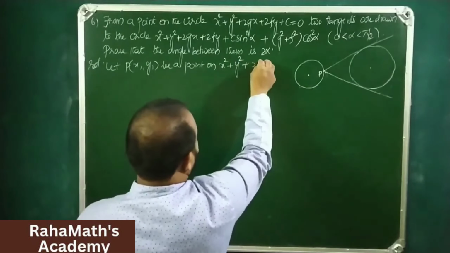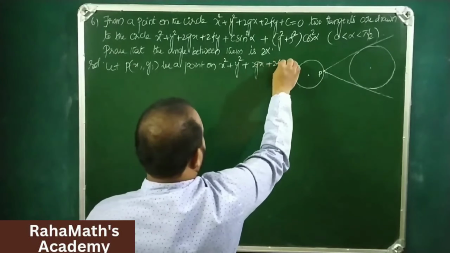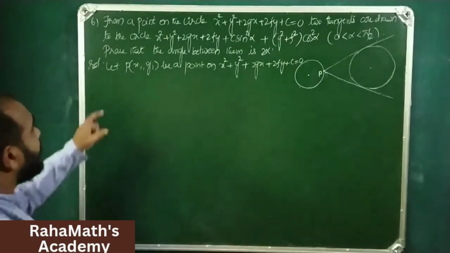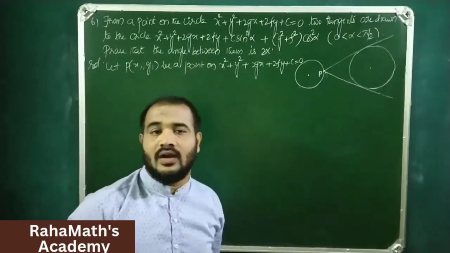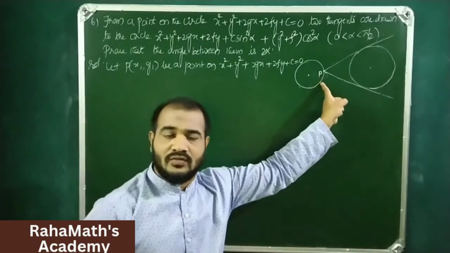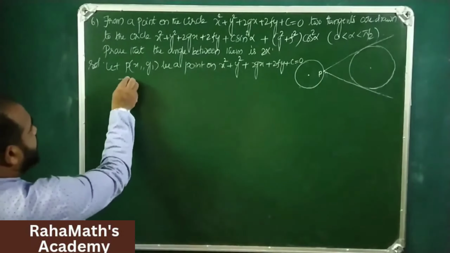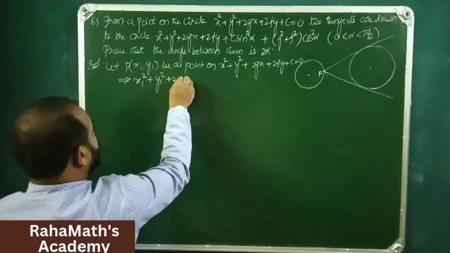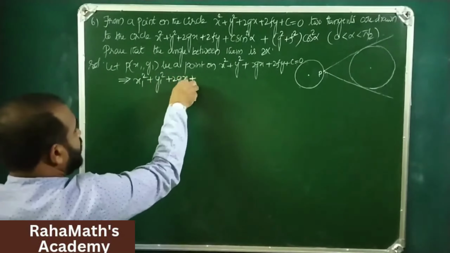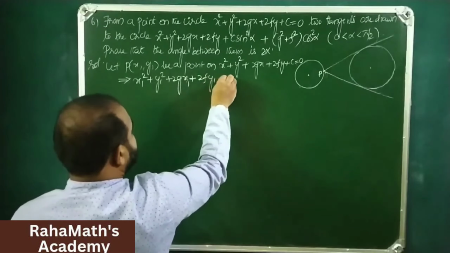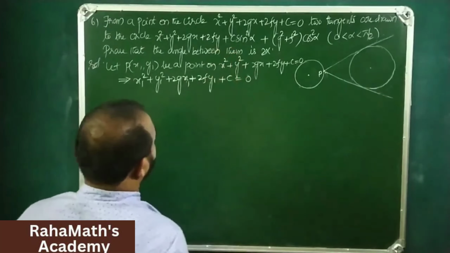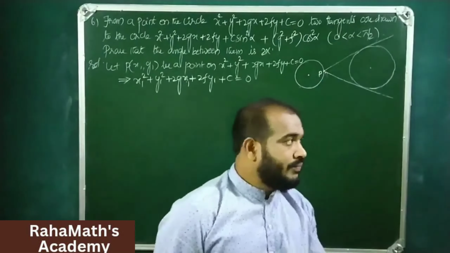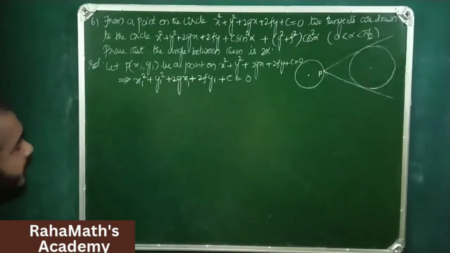x square plus y square plus 2gx plus 2fy plus c equals to 0. Since a point P(x1, y1) lies on a circle, the point has to satisfy the equation of the circle. So this implies x1 square plus y1 square plus 2gx1 plus 2fy1 plus c equals to 0. Now, from an external point, two tangents are drawn. So then, what is tan theta by 2?